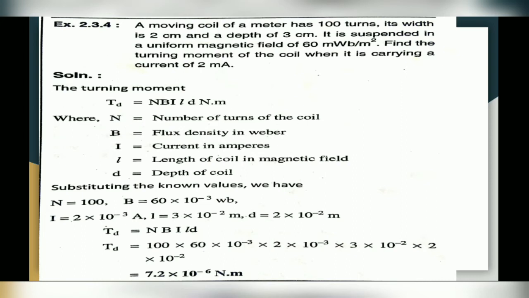So we have the formula for deflecting torque equals NBI L into D. Put these values in this equation. N is 100, B is 60 into 10 raised to minus 3, I is 2 into 10 raised to minus 3, L is 3 into 10 raised to minus 2, and D is 2 into 10 raised to minus 2. So we get the final solution: TD is 7.2 into 10 raised to minus 6 Newton meter.